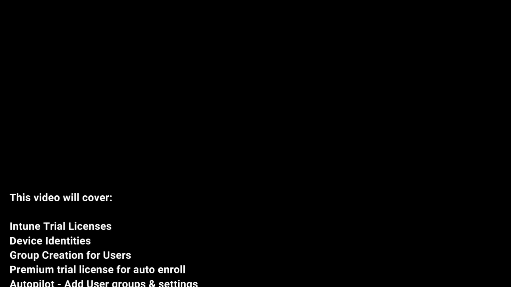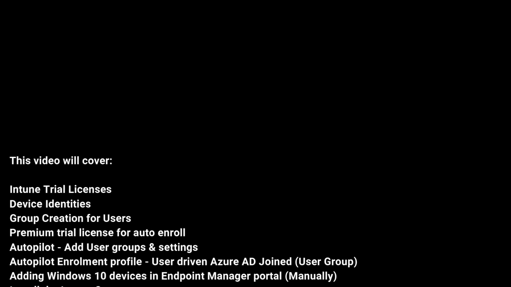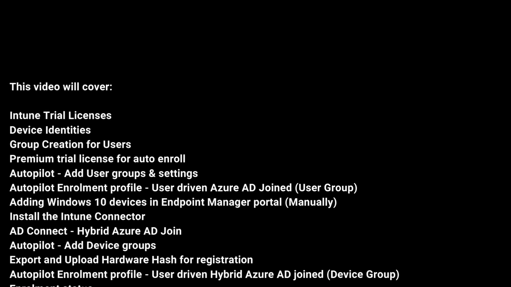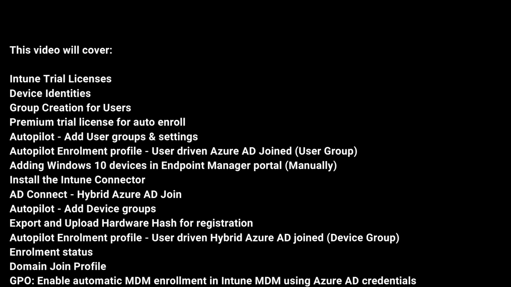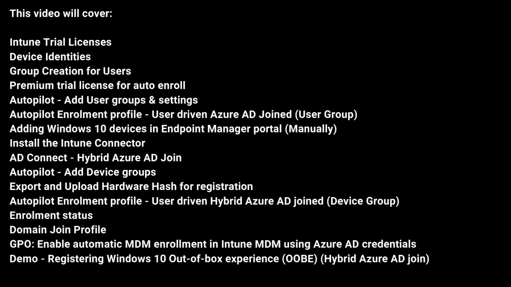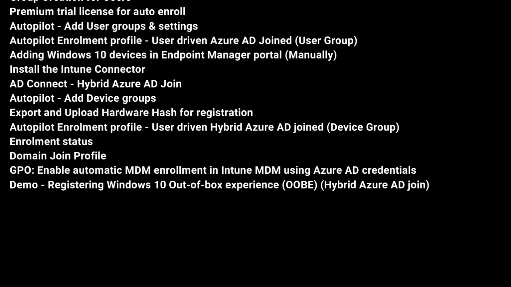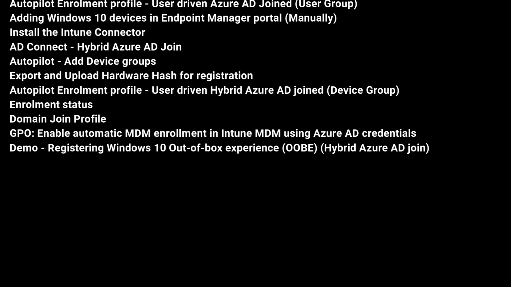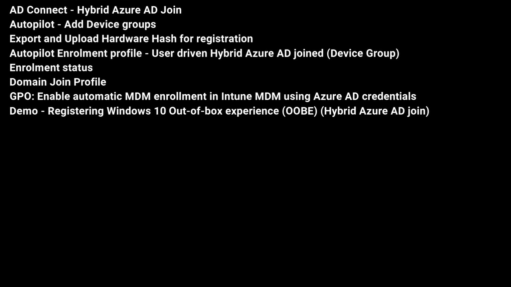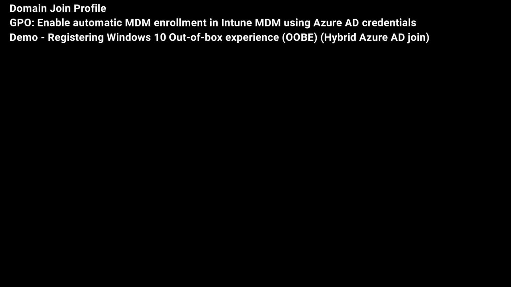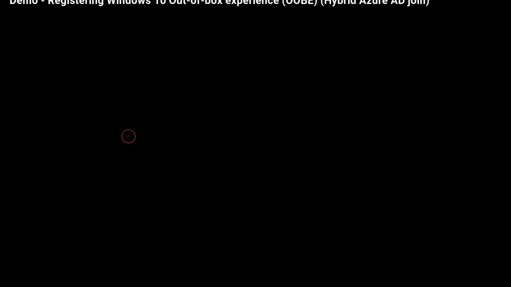So in summary, this video will cover setting up trial licenses, different device identities, group creation for both users and devices, Autopilot profiles, the Intune connector install piece, AD Connect, Hybrid Azure AD Joined configuration, exporting and importing hardware hashes for device registration, domain join profiles for Windows 10 devices so they're automatically added and joined to the domain, and finally with all these settings in place we register a Windows 10 device into Intune by turning it on from scratch with the out-of-box experience and looking at the steps of setup and automatic configuration of that device.